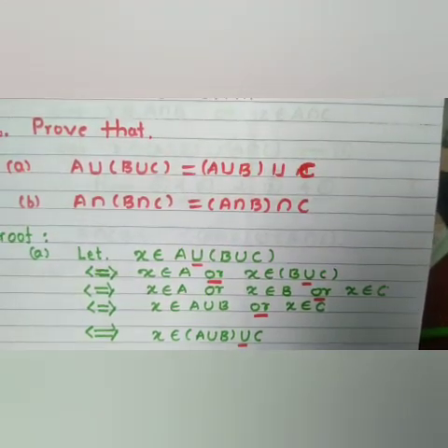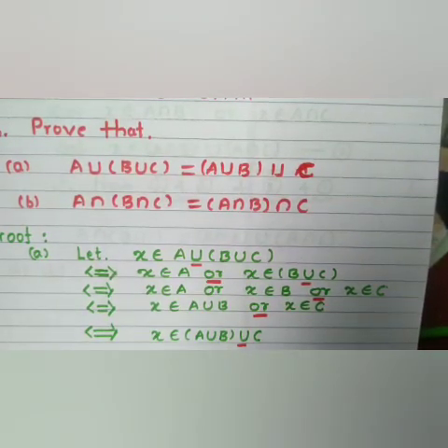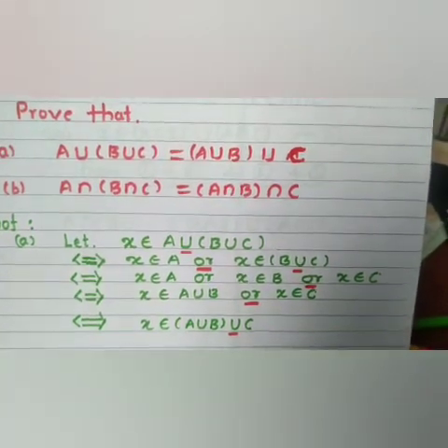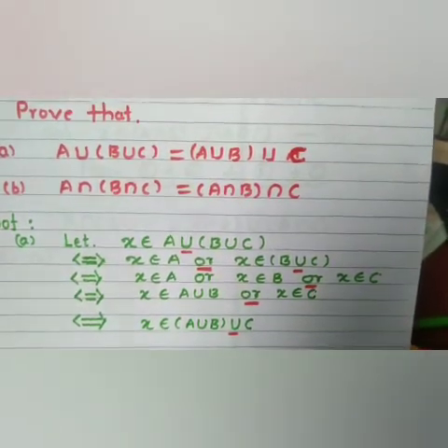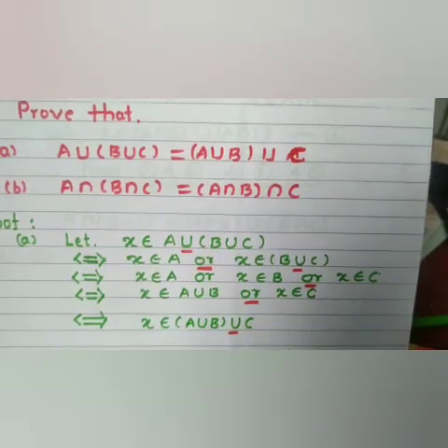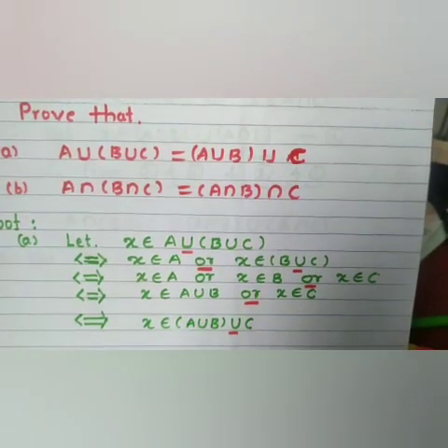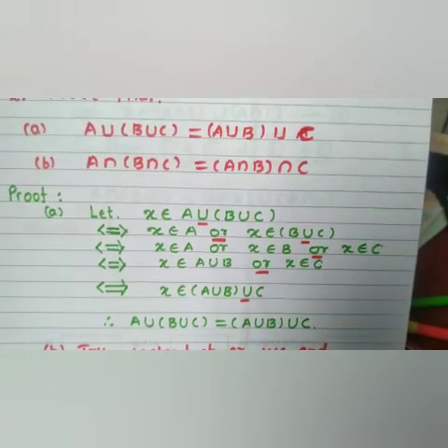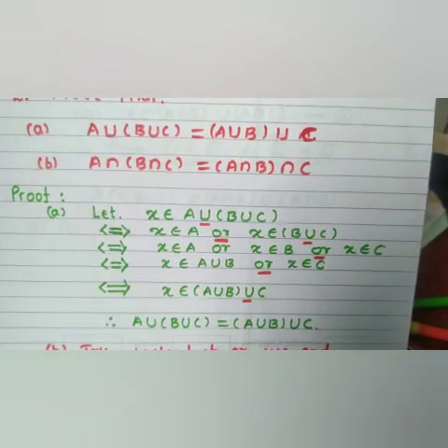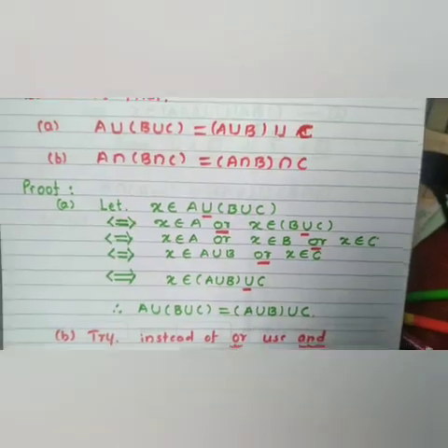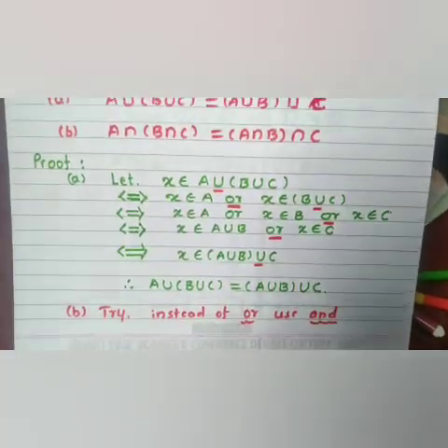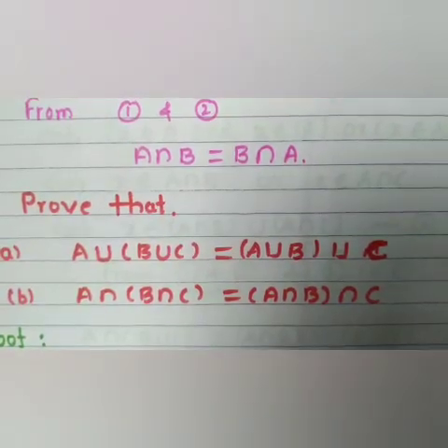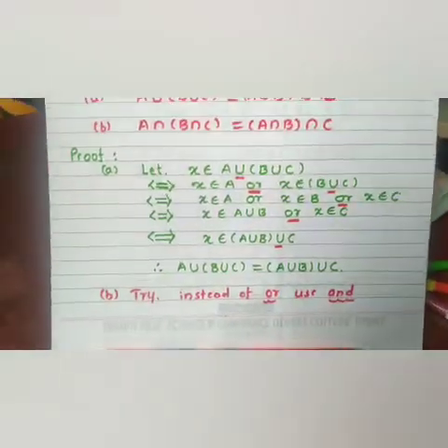So we can select the first two choices, X belongs to A union B is one set, or X belongs to C. Now the OR can be written as a union: X belongs to (A union B) union C. From this it is very clear that A union (B union C) is (A union B) union C. So students, the associative law, second one, instead of union as an intersection, you can try yourself.